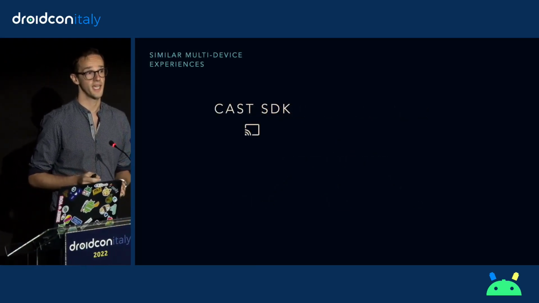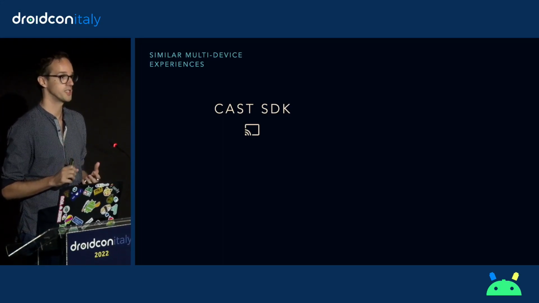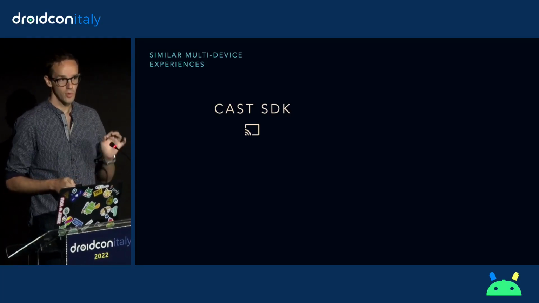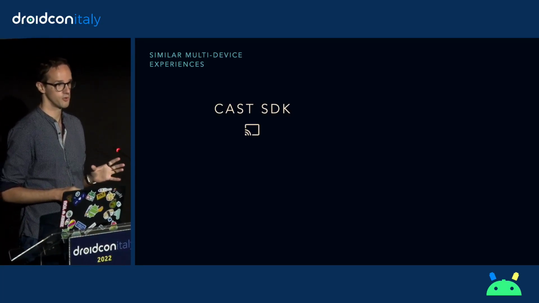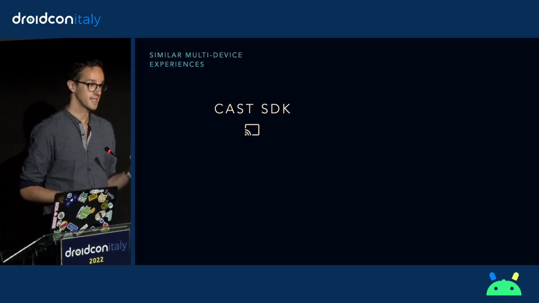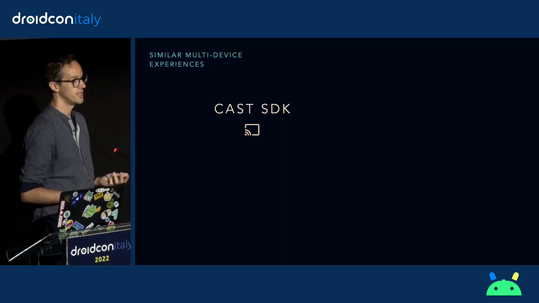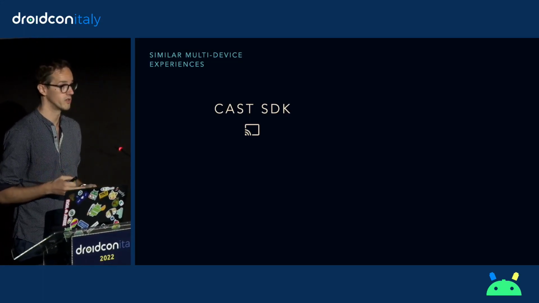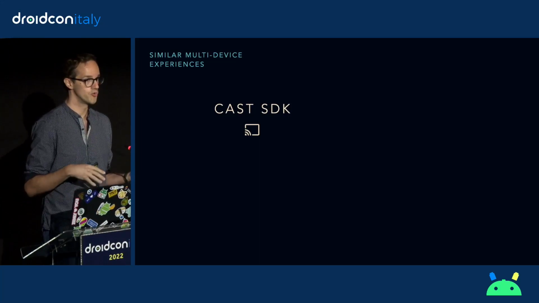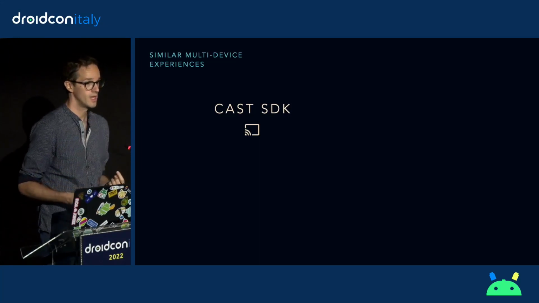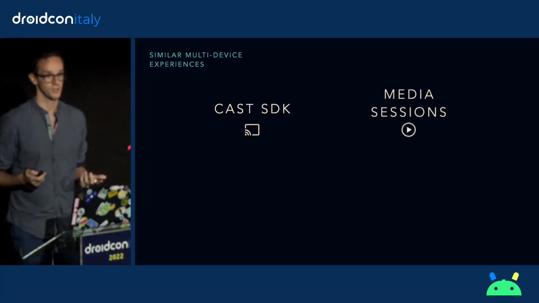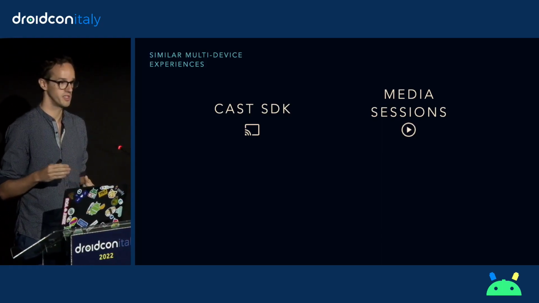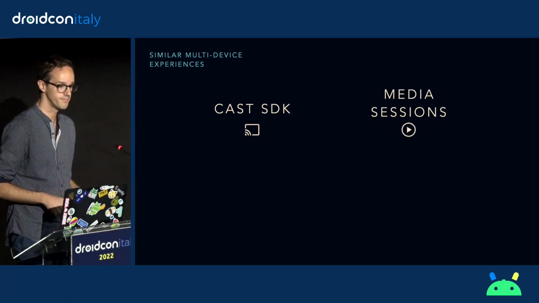This is not the first SDK that allows us to create applications that work with multiple devices. There are some others which are more specific to other use cases. For example, the Cast SDK is the one that allows us to easily stream video, or also music, of course, from a main device to a TV or a smart speaker. Then we have, for example, media sessions to seamlessly continue playback on different devices and in background.